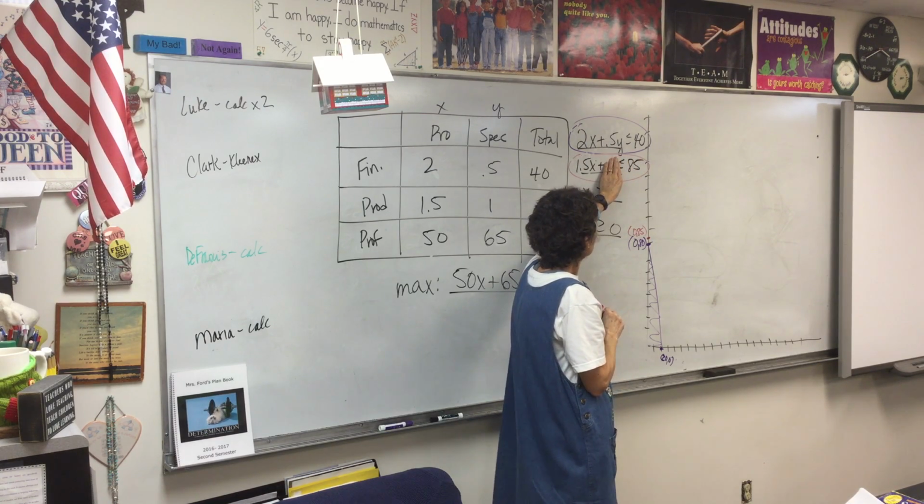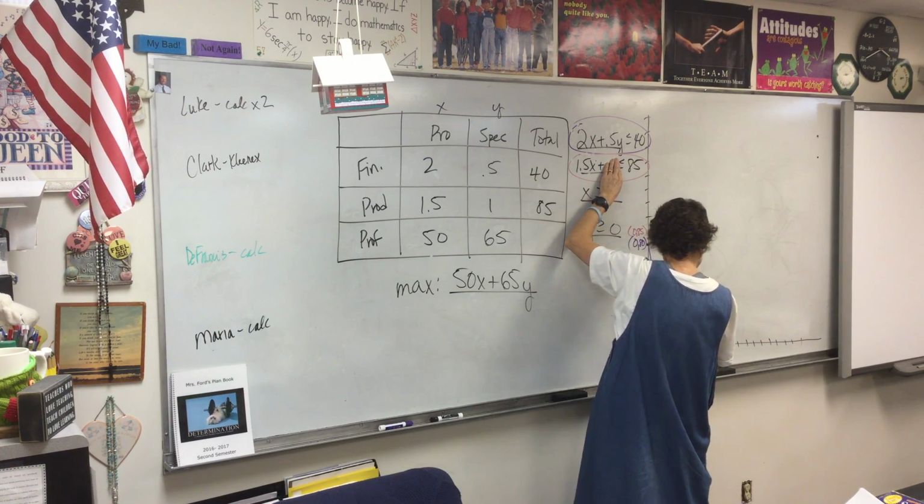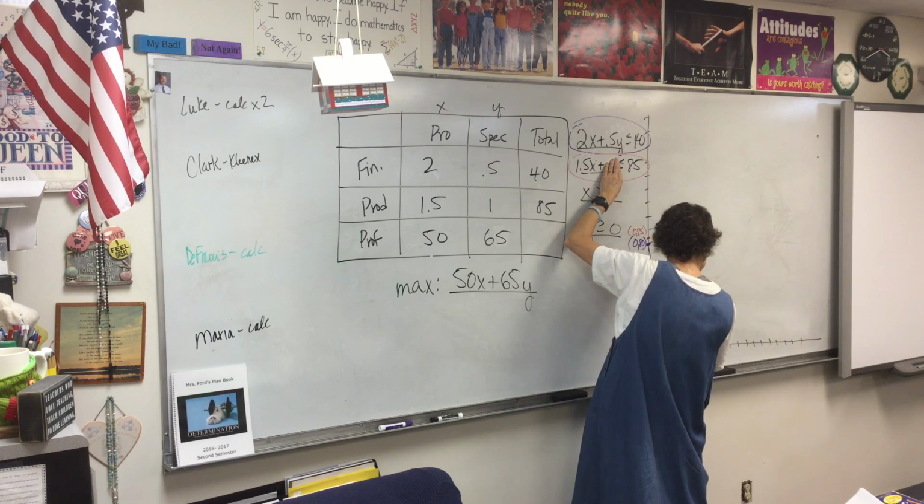I need help. 56.7. What is it? 56.7. 56.7, 20, 30, 40, 50, right there.